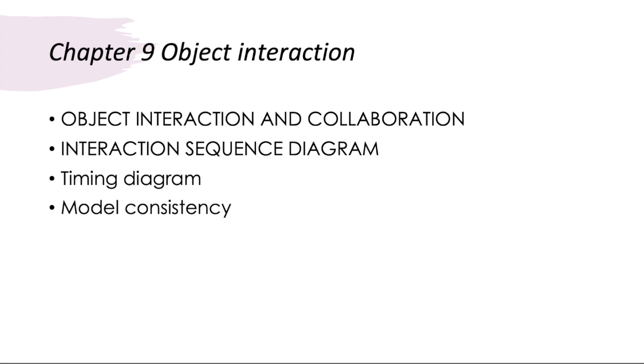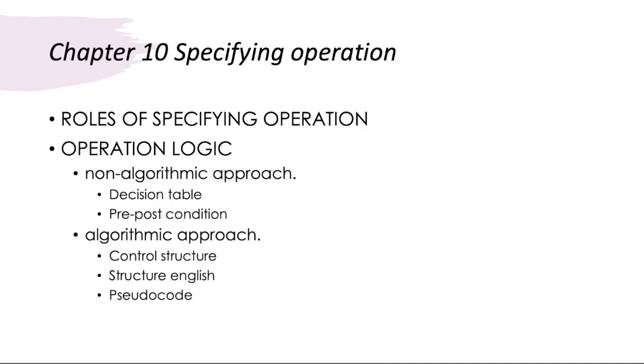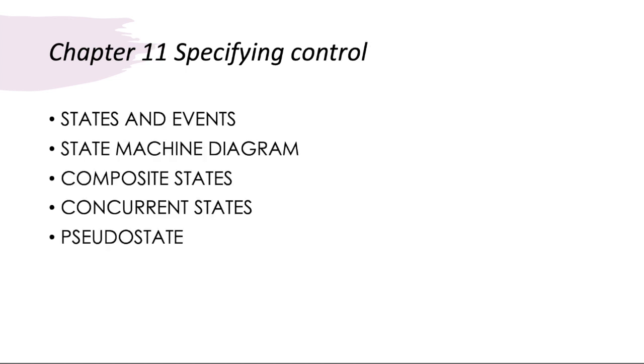Chapter 9: Object Interaction. Object interaction and collaborations, the interaction sequence diagram, and the timing diagram, which shows understanding of time constraints and model consistency. Chapter 10: Specifying operations. In this chapter, we focus on the roles of specifying operation logic. In operation logic, we have two approaches, which are the non-algorithmic approach and the algorithmic approach.